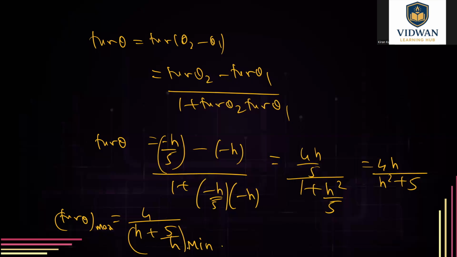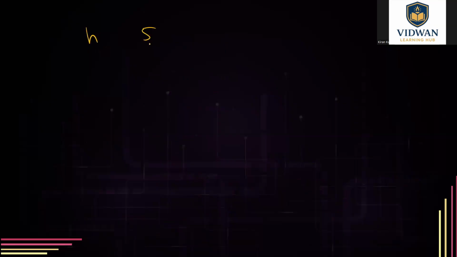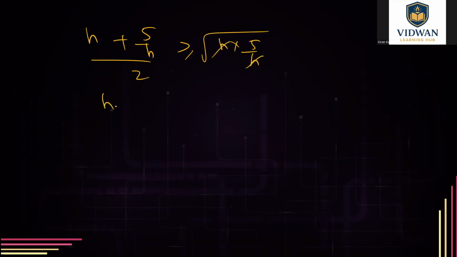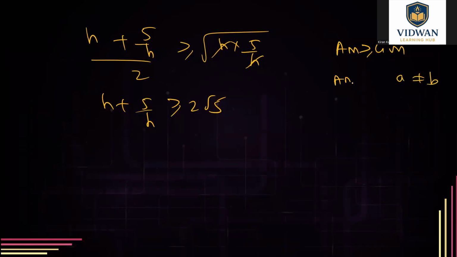So usually you have a reciprocal, so you can use AM greater than or equal to GM. So h and 5 by h: the arithmetic mean, the sum by 2, is greater than or equal to the geometric mean, which is the root of the product. So h plus 5 by h is greater than or equal to 2 root 5. So this is the minimum value. And when will the minimum value usually occur? When the quantities are equal. Whenever you are writing arithmetic mean greater than or equal to geometric mean, when the quantities are distinct, the greater than symbol will hold. And when the quantities are equal, the equal to symbol will hold.